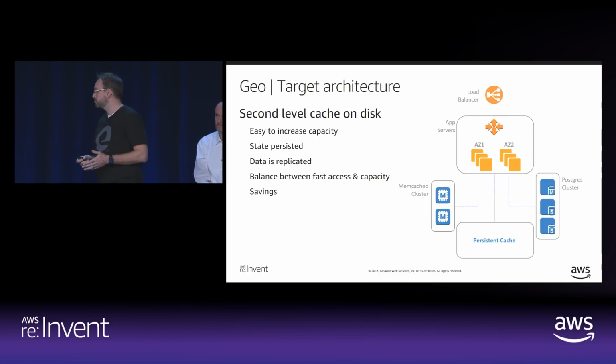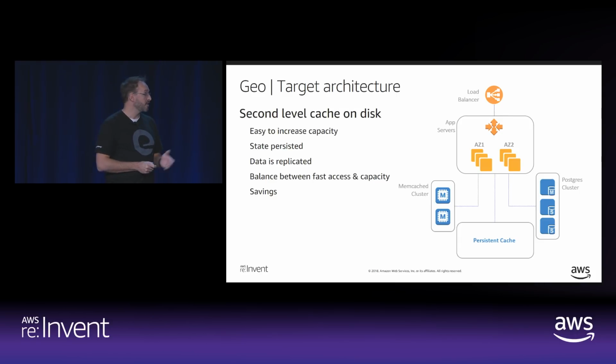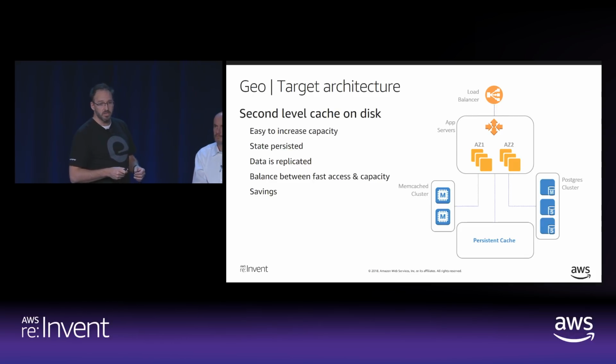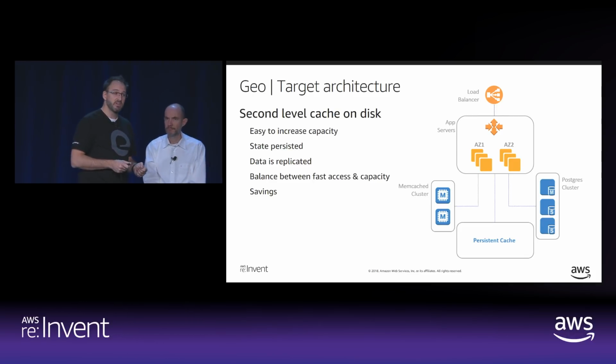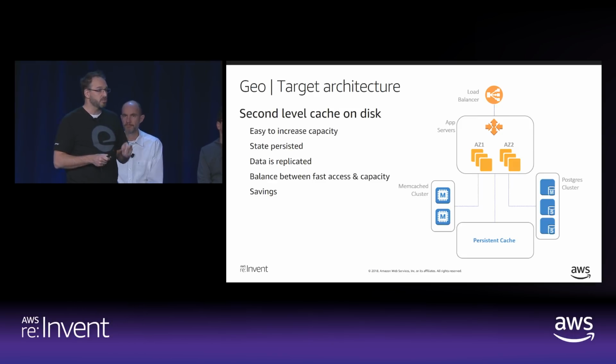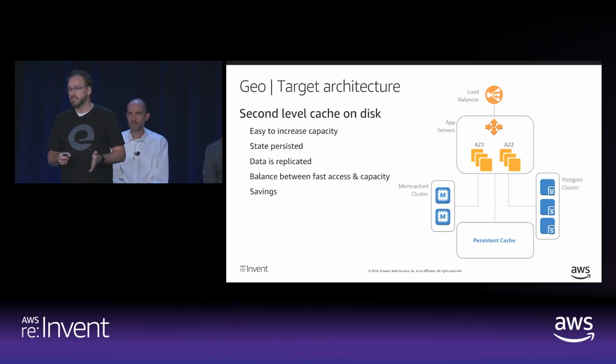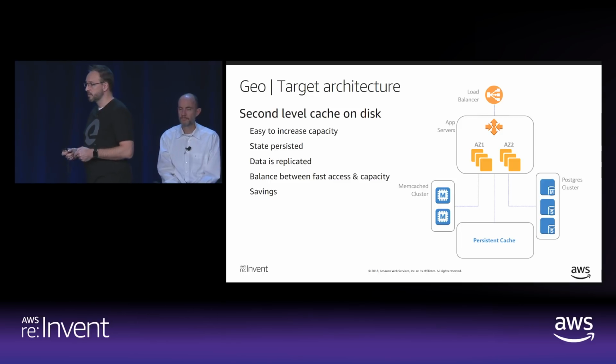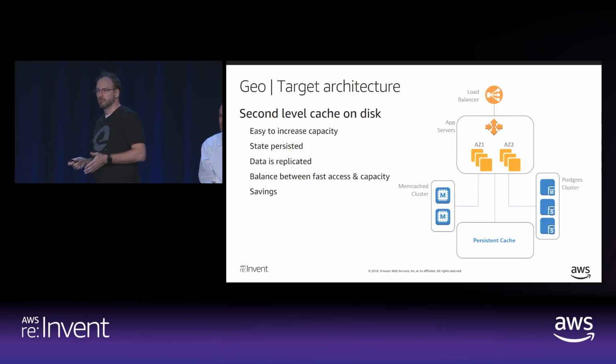And we decided to add a second layer of caching in our architecture. This new solution with persisted and replicated state would allow us to be more resilient. Having 2 layers of cache would provide us the lever to fine-tune the balance between fast access and capacity. And we also believed that we could be more cost-effective and save a few bucks along the way.